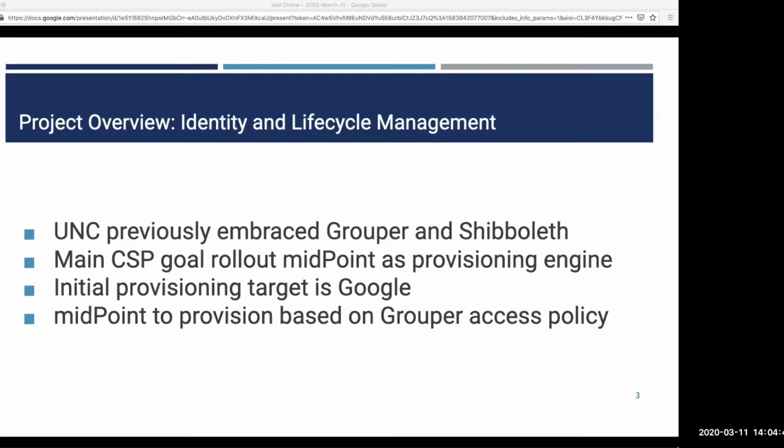Our initial provisioning target is Google, because we're also just beginning to roll out GCP at scale, particularly for researchers. So it seemed like a good opportunity to bring up a provisioning engine and a provisioning target together. And we want to plug this into our existing Grouper structure, where we're trying to craft access policies that follow some of the guidelines of the Grouper deployment guide.